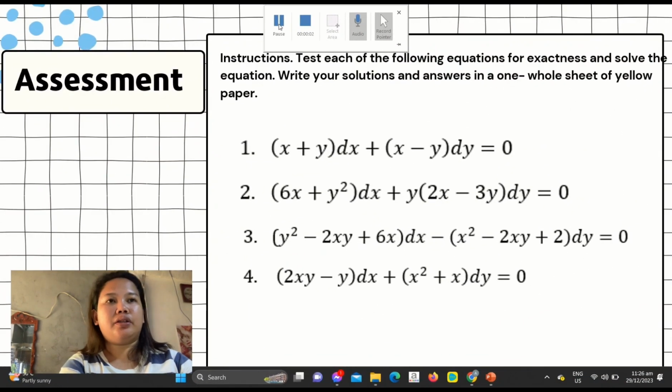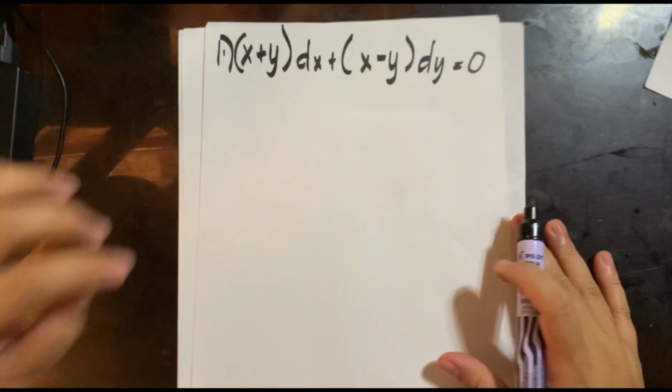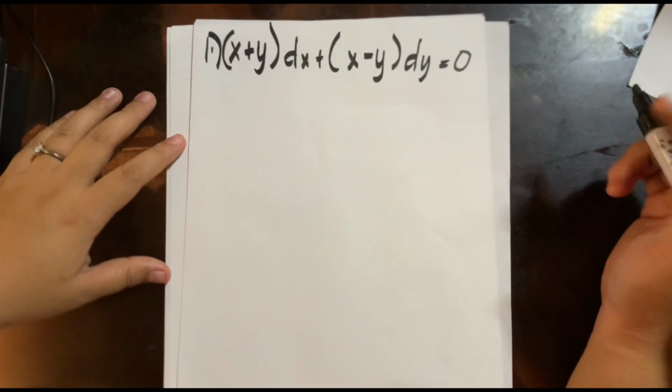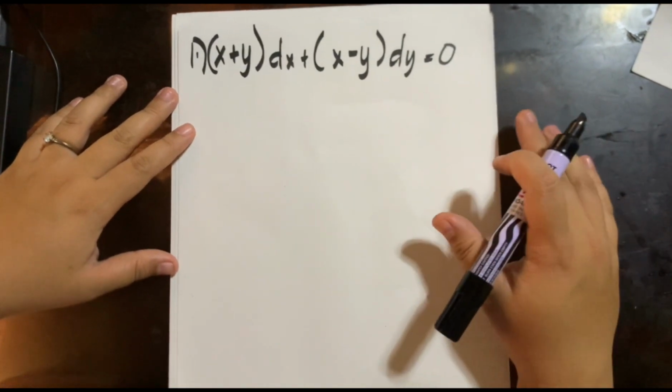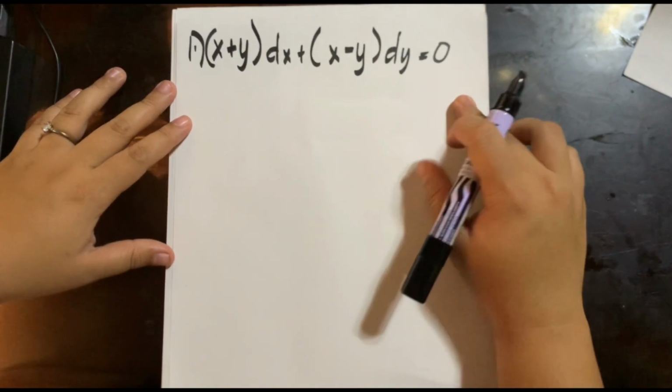Okay, since we are done with those examples, let's try to answer this assessment. We have here 1, 2, 3, and 4. So the instruction would be to test each of the following equations for exactness and solve the equation. Write your solutions and answers on one whole sheet of yellow paper. Okay, for our example number 1, we have the equation (x plus y) dx plus (x minus y) dy equals 0.